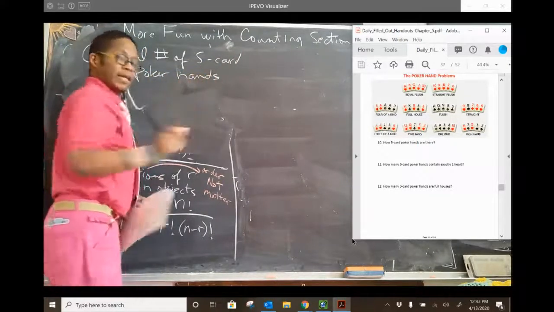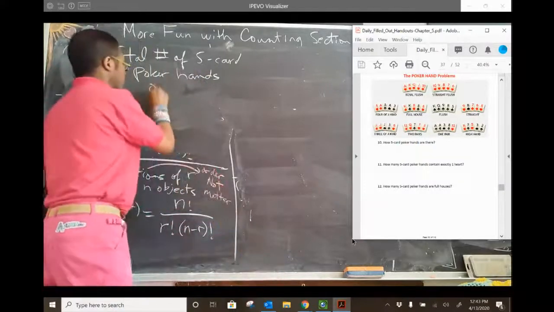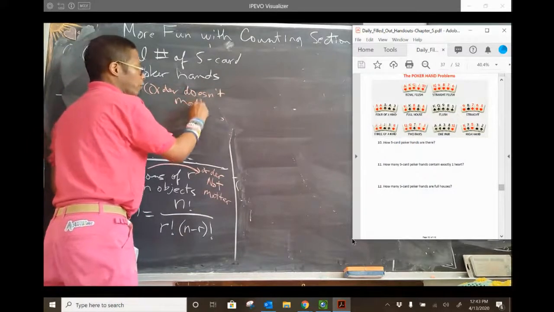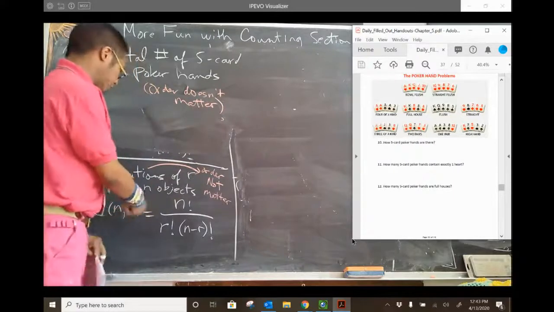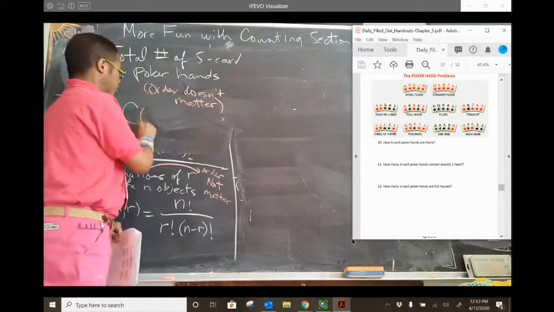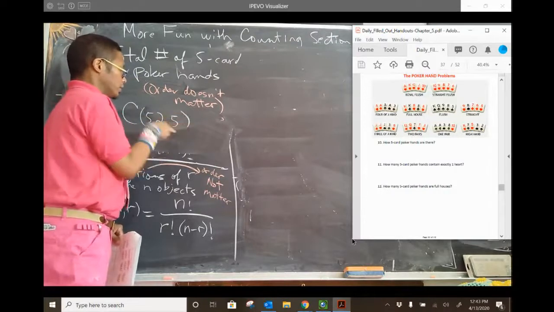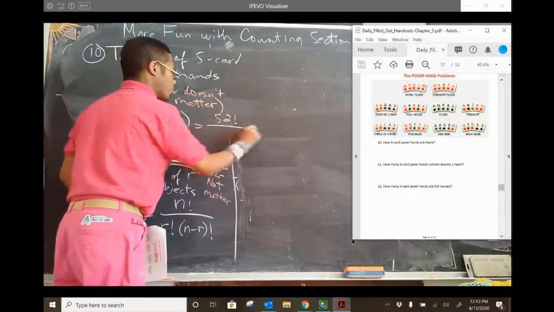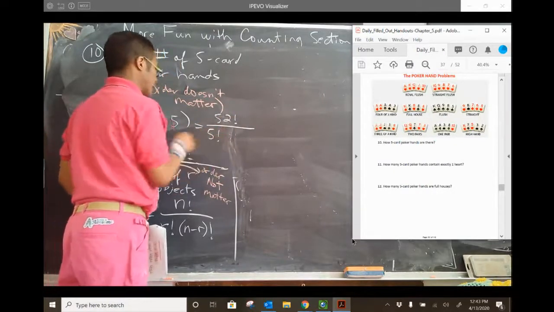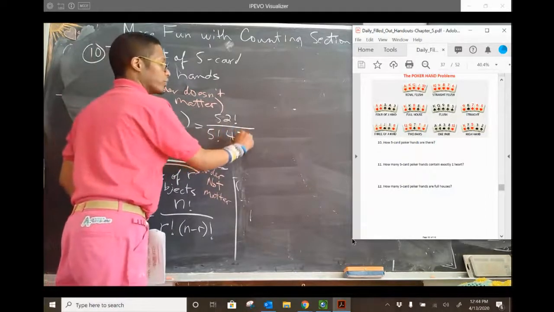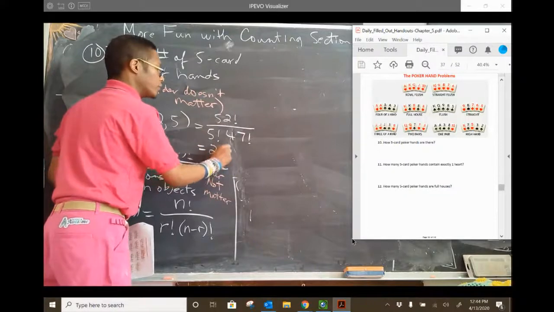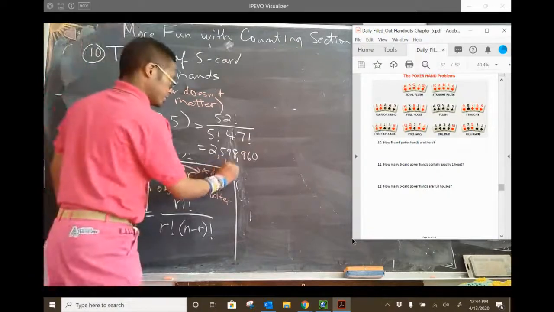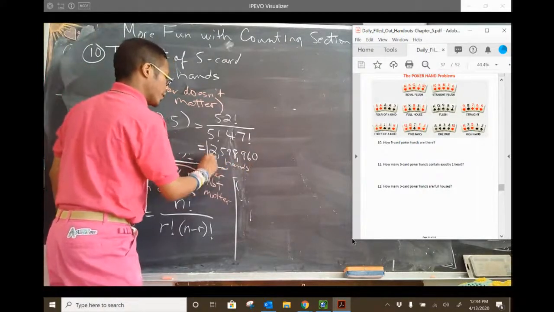Well, we know order does not matter. Since order doesn't matter, we know to use the C formula, the order doesn't matter formula. And so there's a total of 52 cards. I want to choose 5 of them. How many ways to choose 5 of the 52? Well, that's 52 factorial divided by 5 factorial times 52 minus 5, which is 47 factorial. And then this is 2,598,960 poker hands.